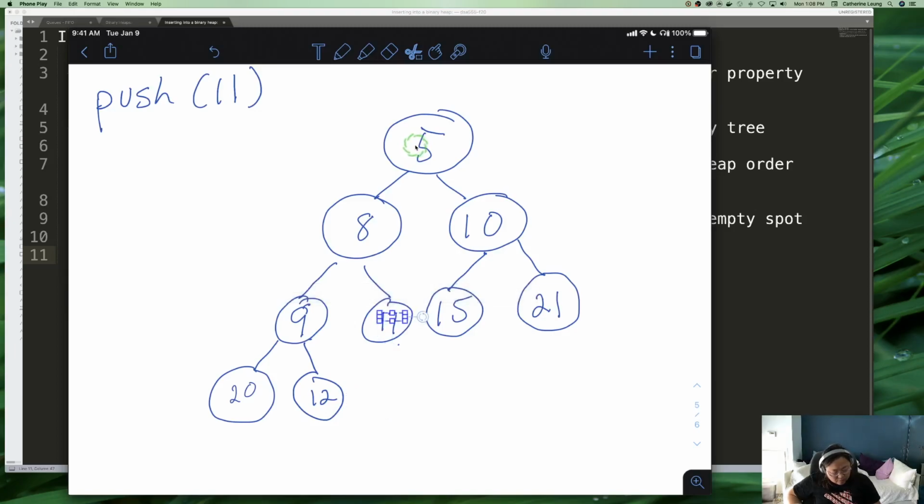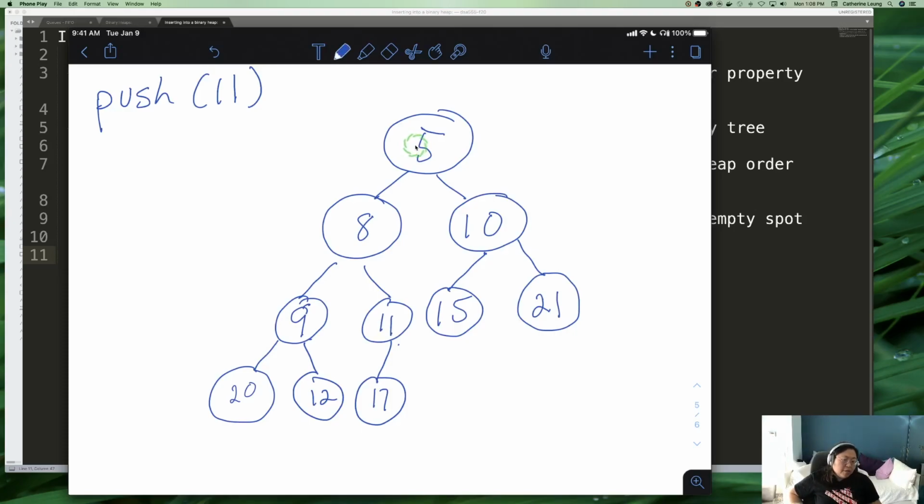Sorry, not the 11. 17 is pulled down first. Move the 17 down. Can I put the 11 right there? Is 11 a lower priority than the 8? And the answer to that is yes.